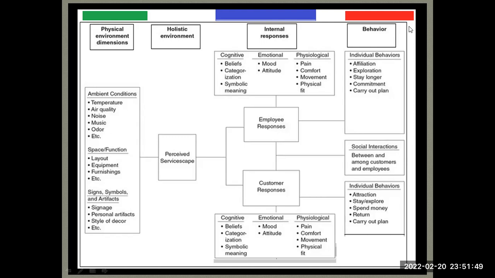Stimuli, organism, response. Stimuli, organism, response theory.